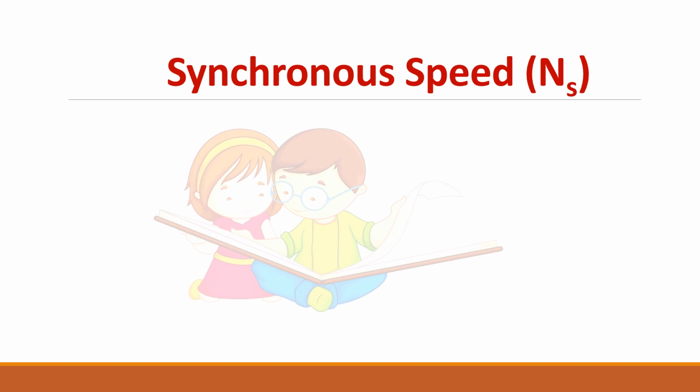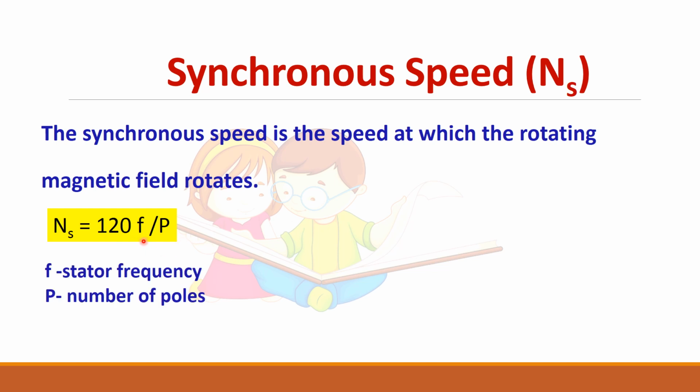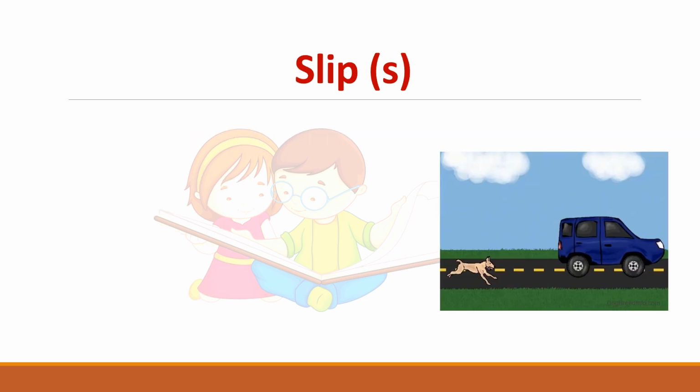Synchronous speed is the speed of the rotating magnetic field. It is given by 120 F by P, where F is the supply frequency and P is the number of poles. The term slip is most important in an induction motor.